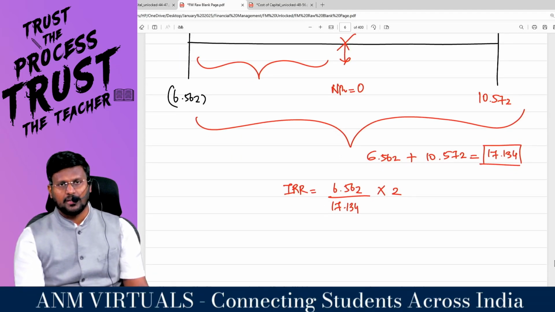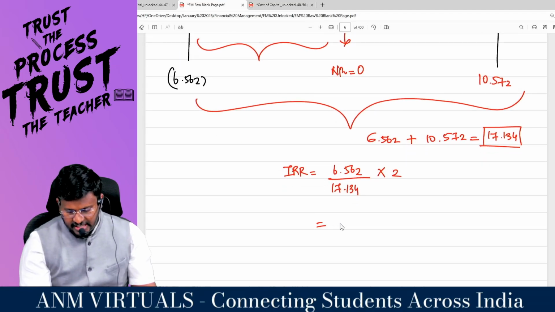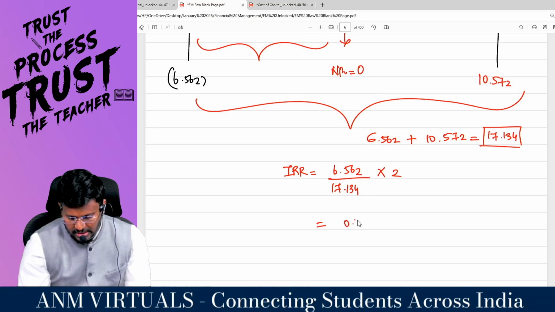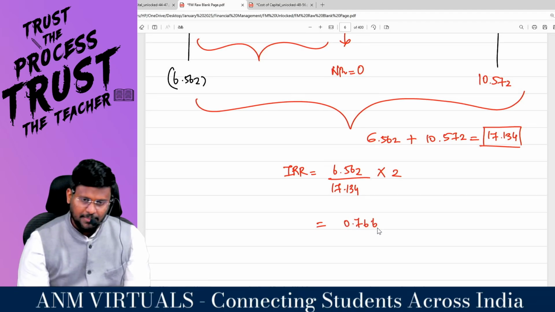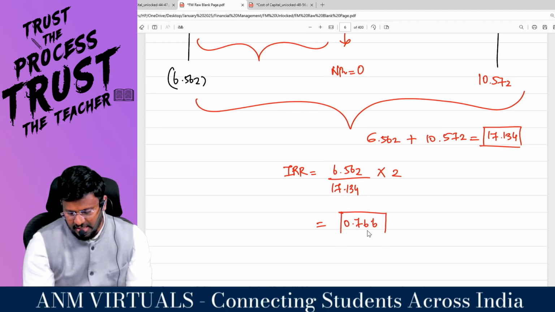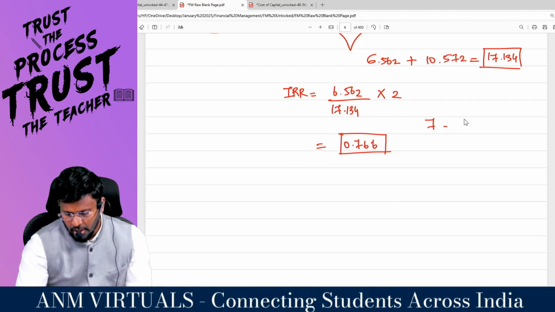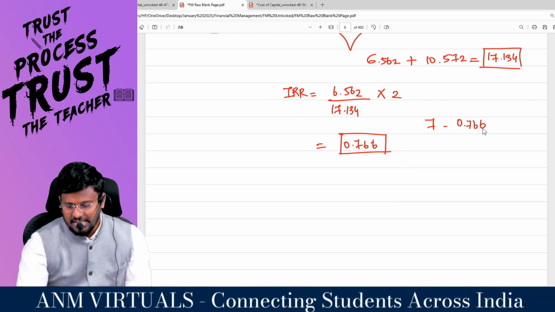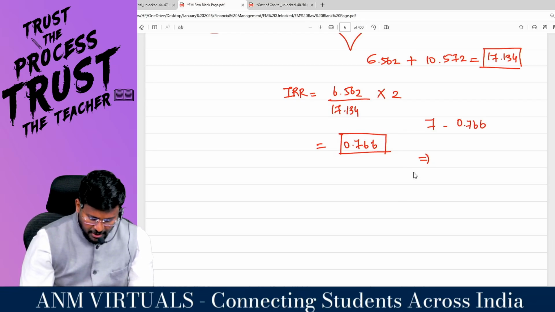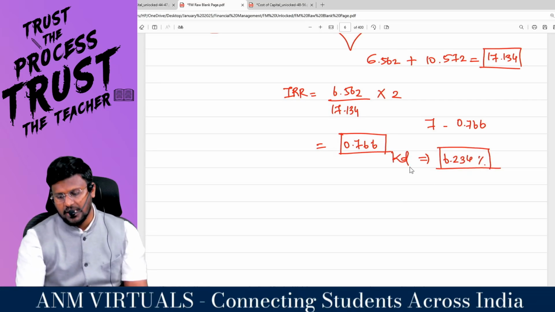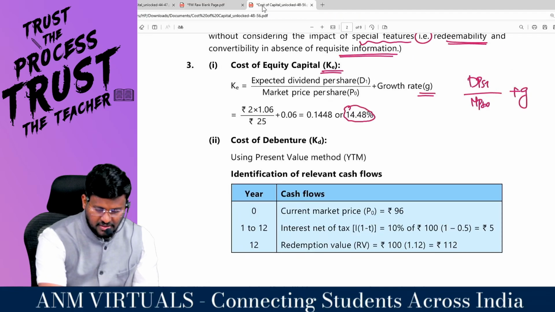The logic I have explained in the class. So 6.562 divided by 17.134 into 2 means 0.76659. Basically, can I take 0.766? From the total, 7 percentage, if I am reducing 0.766, so 7 minus 0.766 comes to 6.234 percentage, which is the IRR. So KD is equal to 6.234 percentage.